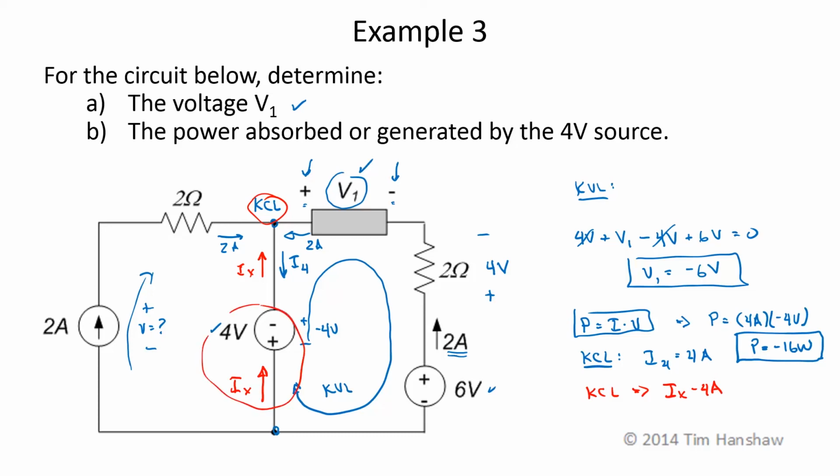Now, when I apply my power equation, P is equal to I times V, positive current is entering the positive voltage terminal. I don't have to play with the signs, so this becomes minus 4 amps times 4 volts, and it's still minus 16 watts. My assignment of positive current direction doesn't affect my result, which it shouldn't because that assignment is arbitrary.